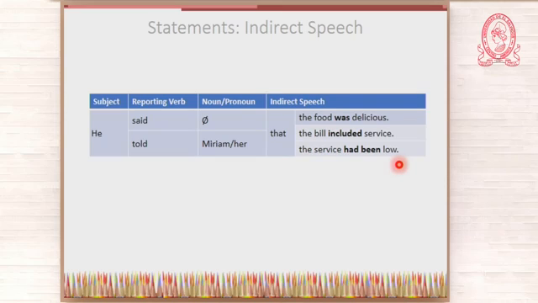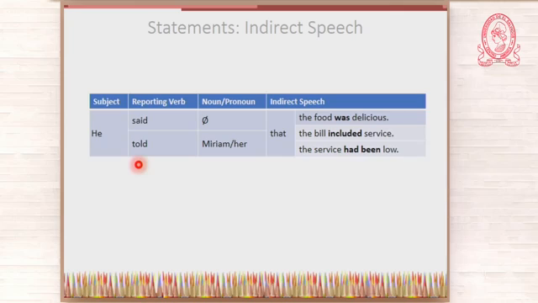If you say, he said that the service was low, and you're using indirect speech, that would be a mistake. Okay? A grammar mistake. When you have past in the original sentence, you change it to past perfect. Okay, that is something that you have to remember.